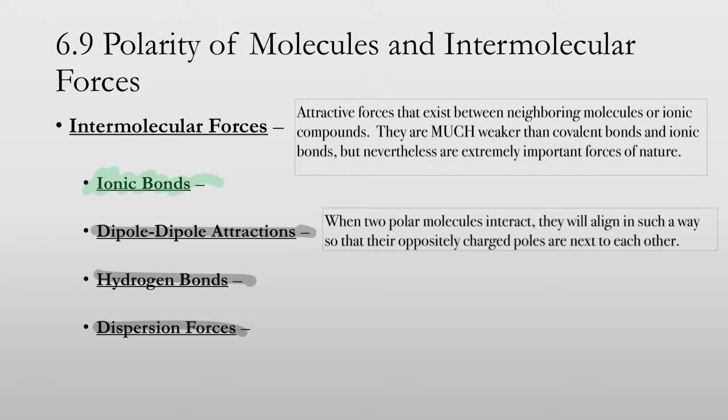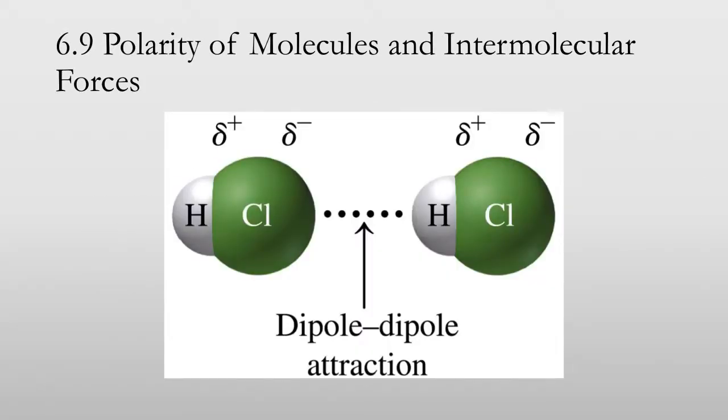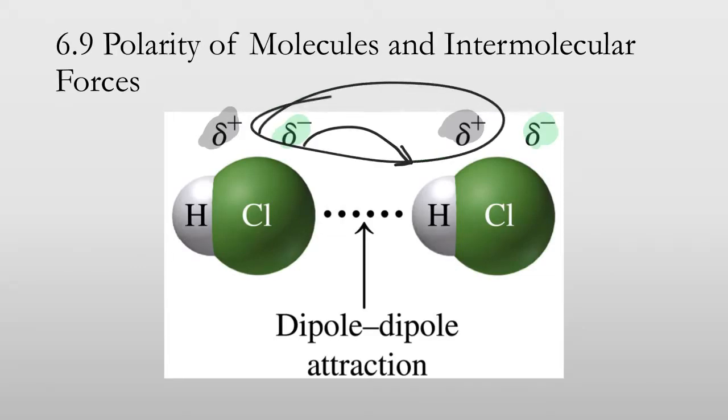Dipole-dipole attractions occur when two polar molecules interact with each other. They will align in such a way so that their oppositely charged poles are next to each other. And this is what a dipole-dipole attraction looks like. So we have the partially negatively charged chlorine atoms on the right side in each molecule. We have the partially positive hydrogen atoms on the left. And so what you get is the partially negative chlorine of one molecule facing the partial positive hydrogen atom on the other. Opposite charges attract.